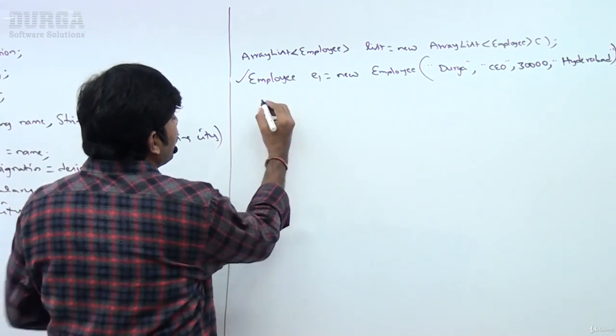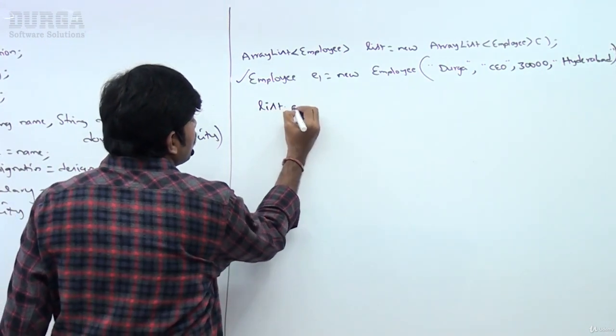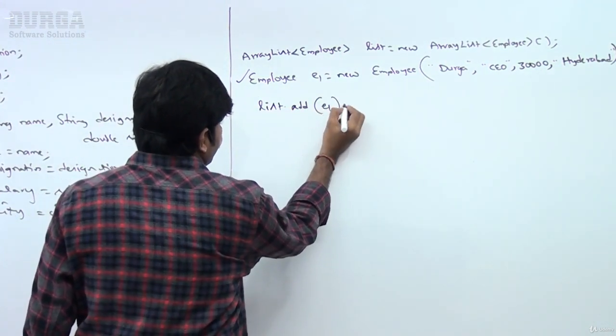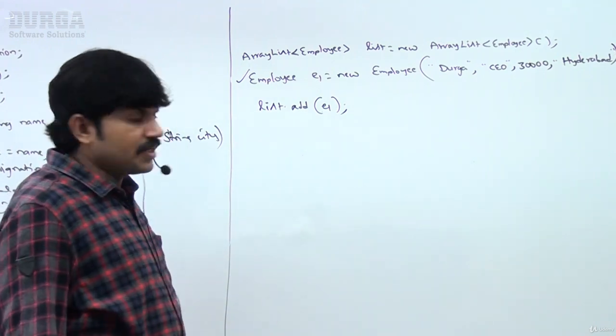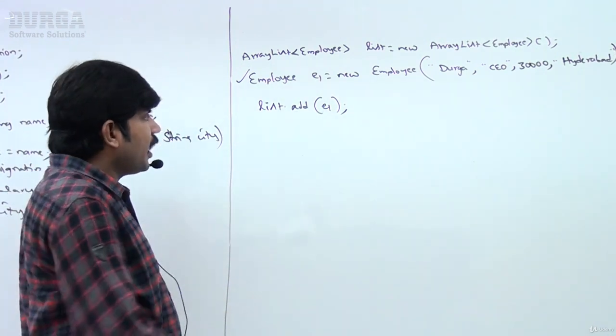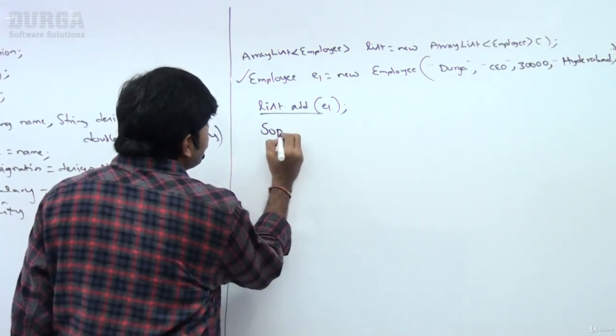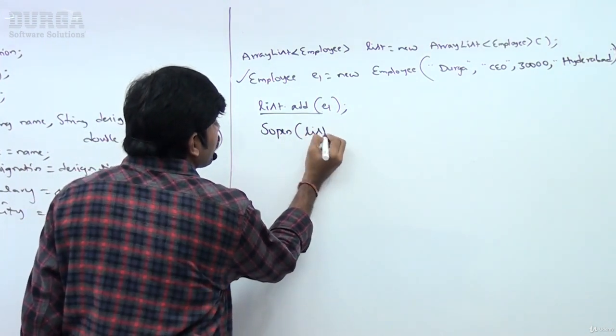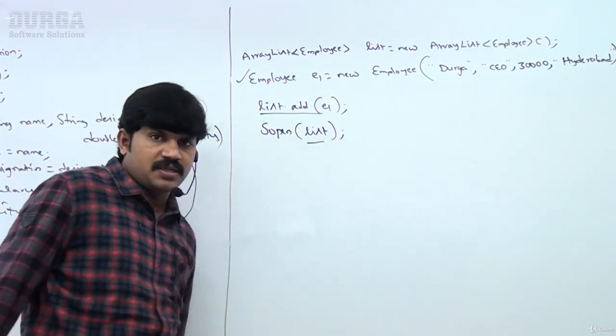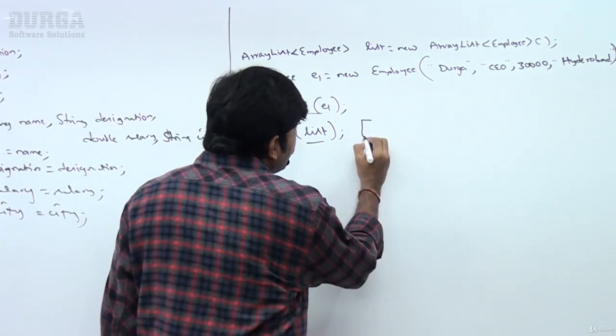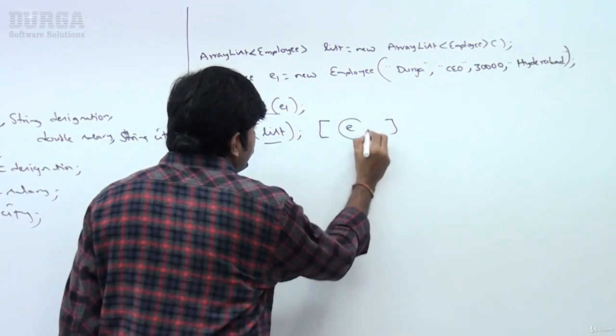Are you getting how you can add an employee object? List dot add of E1. Now, sir, happily this employee will be added to the list. Sir, let me print SOP of list. If I print this list, now it is going to print employee object information.